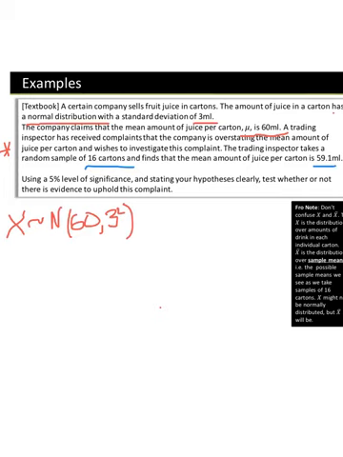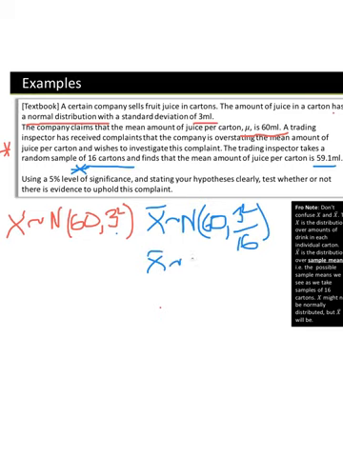Using a 5% level of significance and stating your hypotheses clearly, test whether or not there is evidence to uphold this complaint. So therefore, what we can do is say our sample mean can be modelled on the normal distribution with the mean the same as the population mean, and the variance will be 3 squared over the sample size, which is 16, because it's taken a random sample of 16 cartons. And we can write this, just simplifying our fraction, as a mean of 60 and a variance of 0.75 squared.